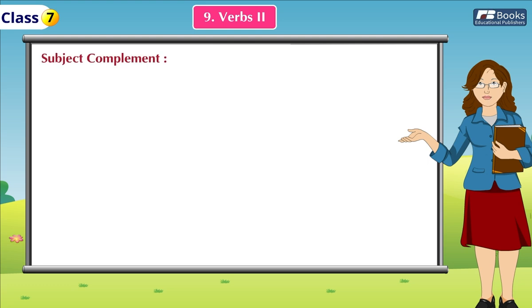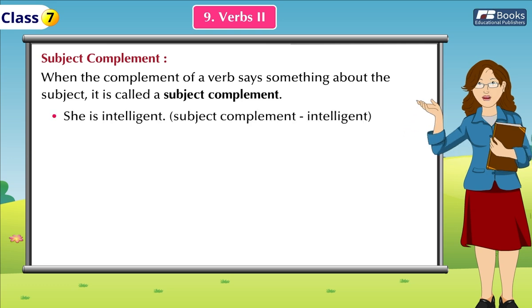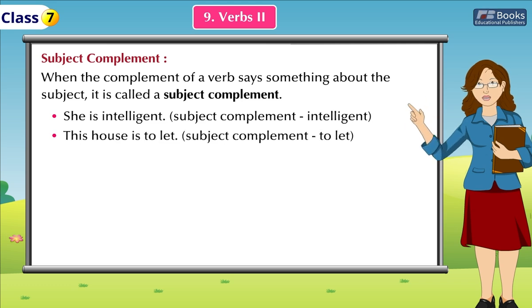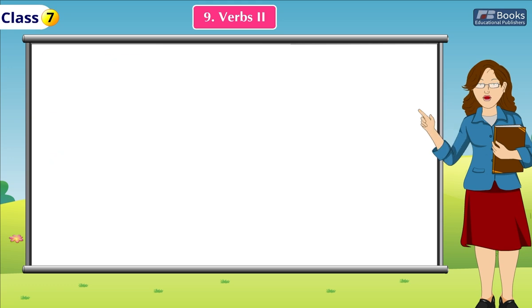Subject complement. When the complement of a verb says something about the subject, it is called a subject complement. She is intelligent. Subject complement: intelligent. This house is to let. Subject complement: to let. The child continued crying. Subject complement: crying.